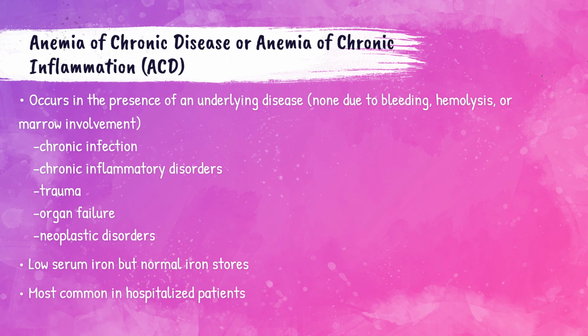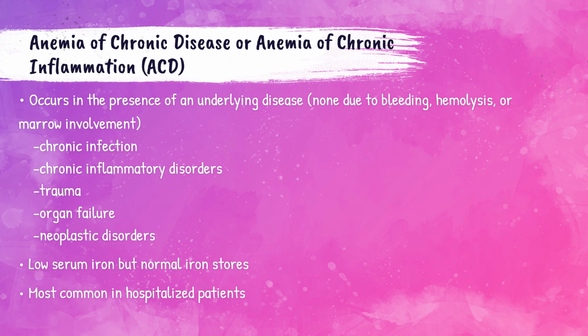The next anemia I'm going to be discussing is anemia of chronic disease, also called anemia of chronic inflammation, or ACD for short. This is an anemia that occurs in the presence of an underlying disease. This is due to an inability of the body to use iron for the production of hemoglobin. There is no bleeding, hemolysis, which is the lysing of red blood cells, or marrow involvement in this type of anemia. This is the most common anemia in hospitalized patients and occurs in those with chronic infections or inflammatory disorders, trauma, failure of one or multiple organs, or neoplastic disorders, which is cancer.